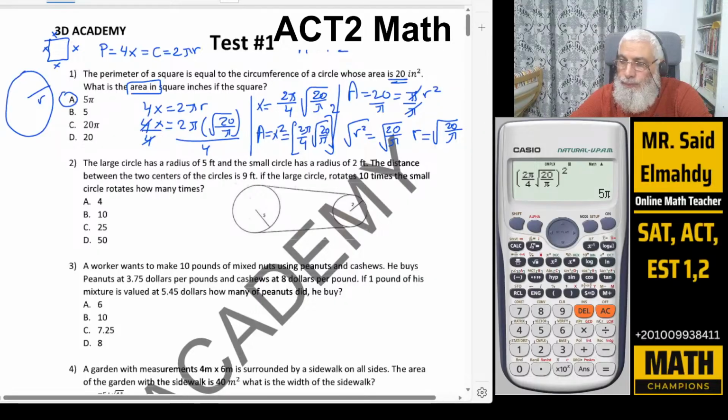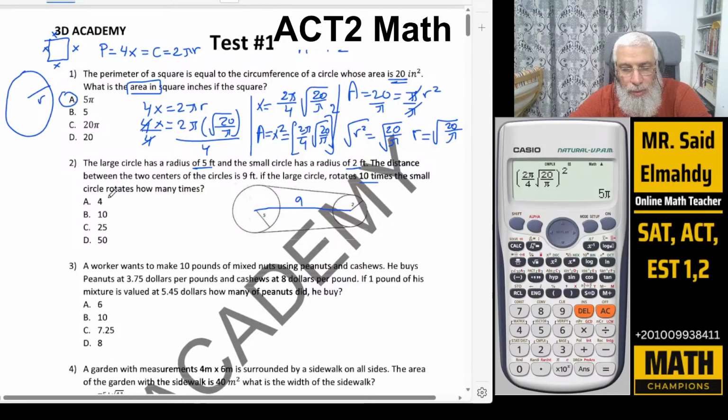Question number 2. The large circle has a radius of 5 feet and the small circle has a radius of 2 feet. So this is 5 and this is 2. The distance between the two centers of the circle is 9 feet. So this distance is 9 feet. If the large circle rotates 10 times, the small circle rotates how many times?